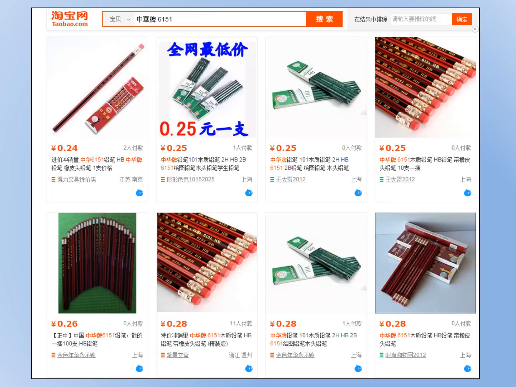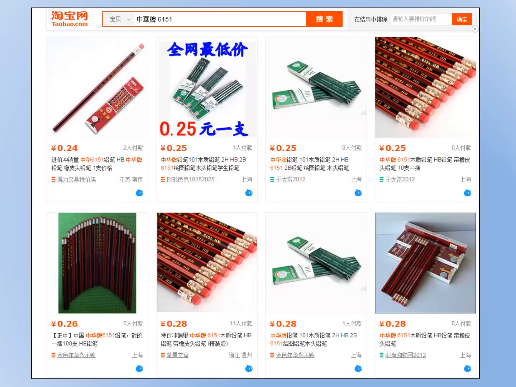The first seller is selling for 24 cents, second seller 25 cents, third seller 25 cents, fourth seller 25 cents, and so on. The prices are actually quite close, which is not surprising. I asked Taobao to arrange the outcomes by price, so it's not surprising that you can't be pricing a lot higher than the competitors, because otherwise who would actually buy from you?